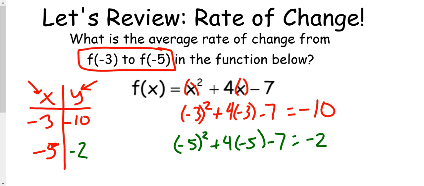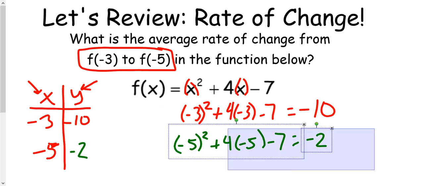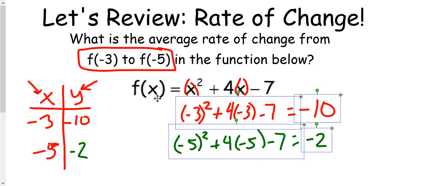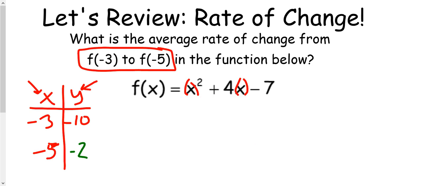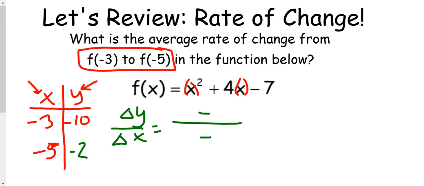Now we are going to find the rate of change. All of this was just evaluating. Now we actually have to do the rate of change part. How do you remember the order to do rate of change? Rate of change is our change in y over our change in x. That means we're going to be subtracting. We're going to subtract our y's over our x's. So I'm going to say -10 minus -2 over -3 minus -5.